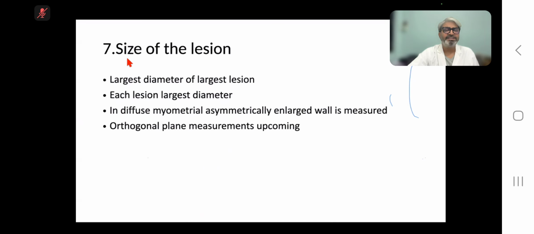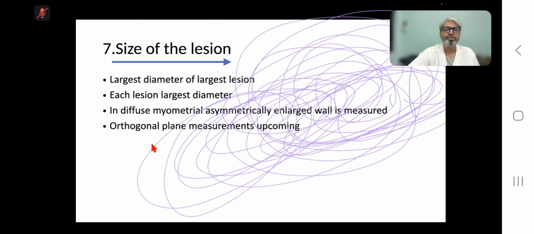The last one is the size of the lesion. So the largest diameter of the largest lesion should be considered. Each lesion's largest diameter can be taken, but need not be mentioned in our final report. In case of a diffuse myometrial asymmetrical enlarged wall, only that is measured, and we can take a ratio of this along with the normal one. So orthogonal plane measurement is upcoming, and we still need to look for it.